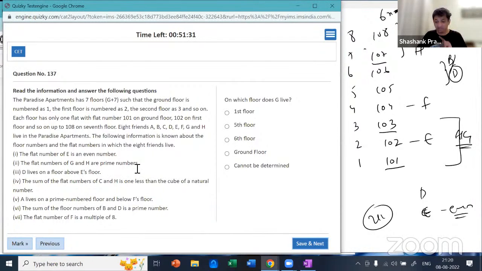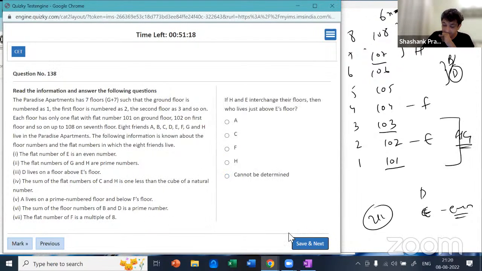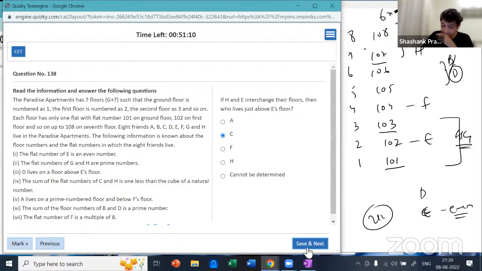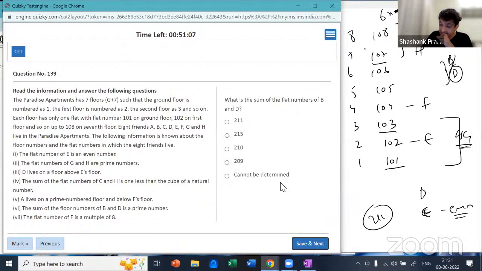If 106 and 105 are B and D, I can't say. Okay, which floor? I think G is CBD. Unless there is something. H and E interchange their floors. Then who lives just above E's floor? C. Yeah. B and D's flat numbers sum to 211. I think I'm on the right track. D can't live on a prime numbered floor, no?